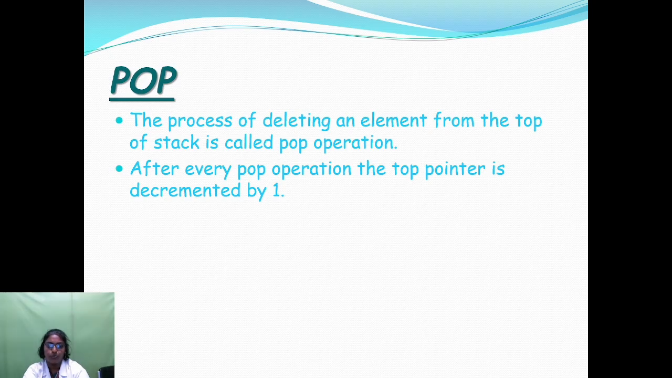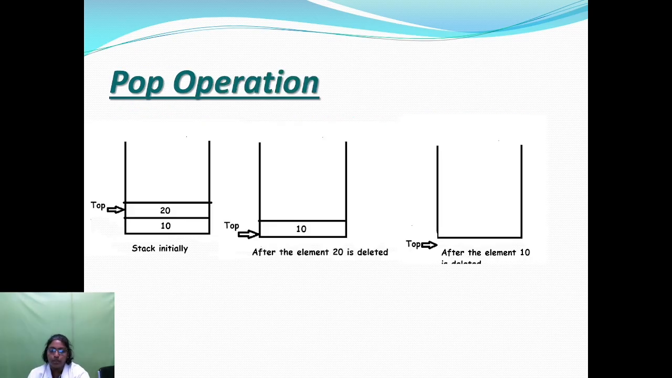Next we are going to pop. As the name suggests, it deletes an element with the help of the top of the stack. This is called the pop operation. In a pop operation, top is decremented by 1. Here we delete 20, and top becomes 0, and again we delete 10, and top becomes -1. So top goes 1, 0 and -1. Top is decremented using the pop operation.